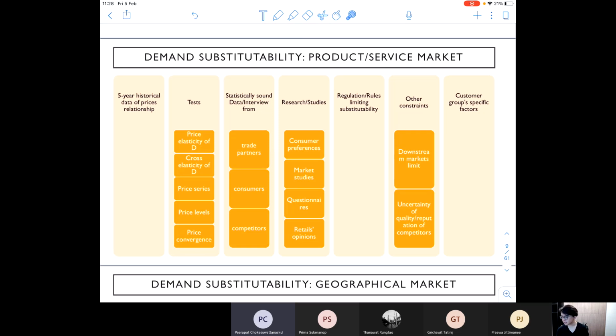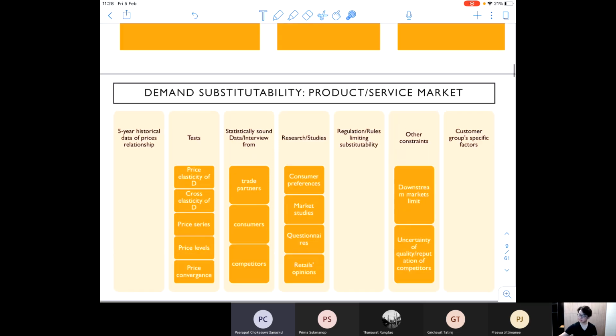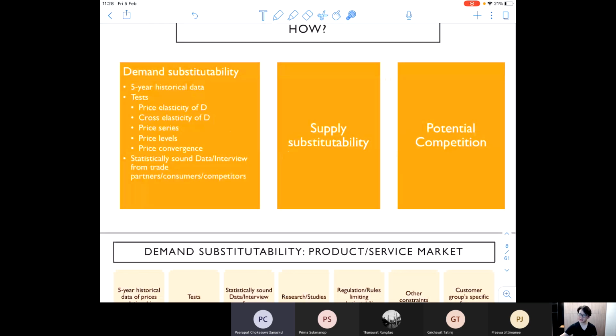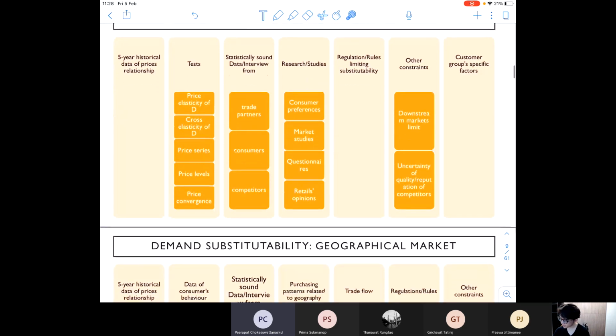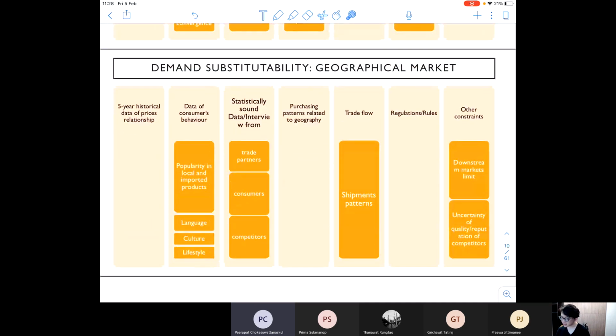Or other constraints. This is more about supply substitutability, which basically means that you enter the market, right? Okay. And this is a geographical market, where you do pretty much the same thing, right? You don't expect people to travel all the way to somewhere to buy something. Then you should not include them in the same geographical market.